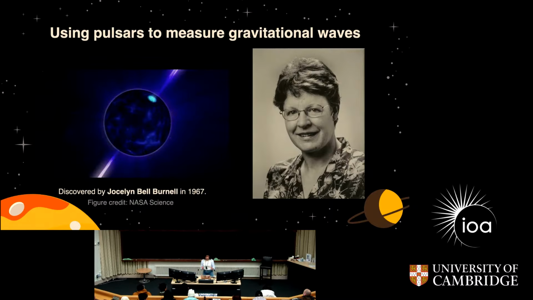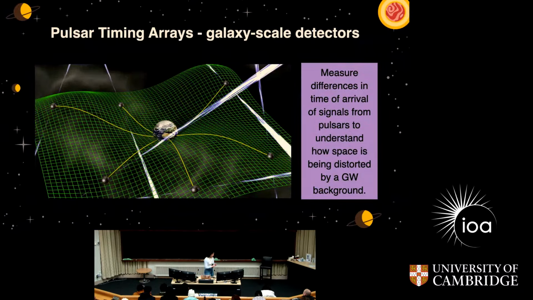But these pulsars are very, very useful because they act as cosmic clocks, because their rotation is just incredibly accurate and regular. So what we do to measure gravitational waves at very, very low frequencies is we build an array of these pulsars, and we call it a pulsar timing array. So we look out into our galaxy using radio telescopes, and we find these regular pulses from pulsars.